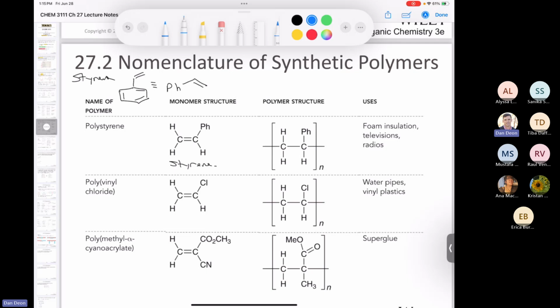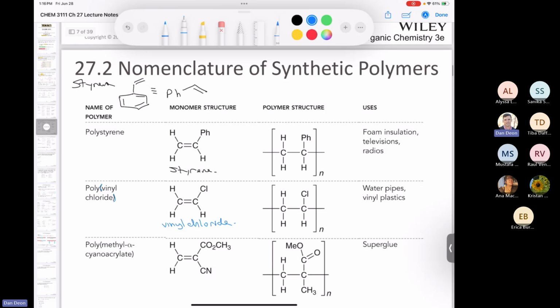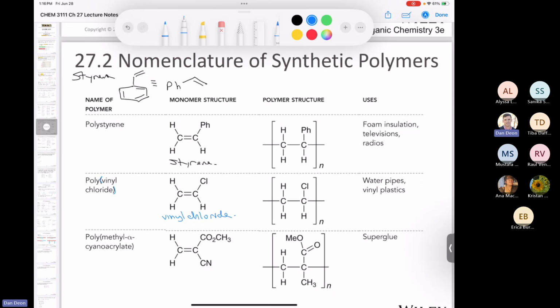The next one is vinyl chloride. So this one is two words. And if you have a monomer that has two words in its name, like vinyl chloride is two separate words, when you're naming the polymer, you put poly, and then you put an open bracket, vinyl chloride, and then a closed bracket. So we always do that when we have two words in our monomer's name.